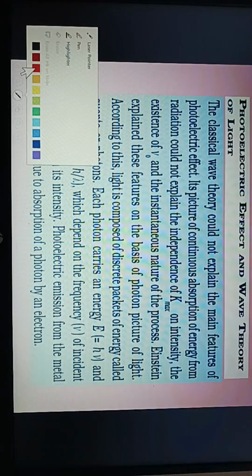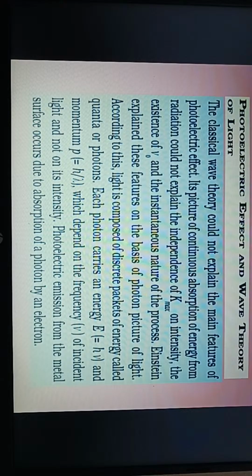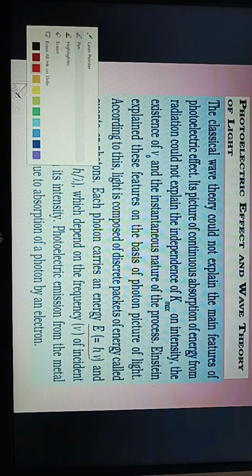Sir, everything is clear. There are two types of physics. One is basically the Newtonian physics, that we call classical physics. Another one is quantum physics, which is modern physics. Modern physics means Planck's physics, E is equal to h nu. This is Planck's one. Understood. So according to classical mechanics, what happened?